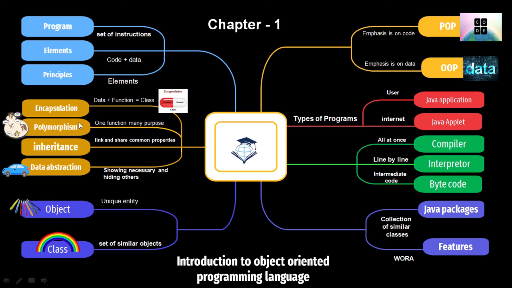Go through encapsulation, polymorphism, inheritance, and data abstraction, and the definition of all that. And here go through object, which is a unique entity, and a set of similar objects, which is a class. Then go through POP and OOP, that is procedure-oriented programming and object-oriented programming, and the different types of programs, which are Java application and Java applet.